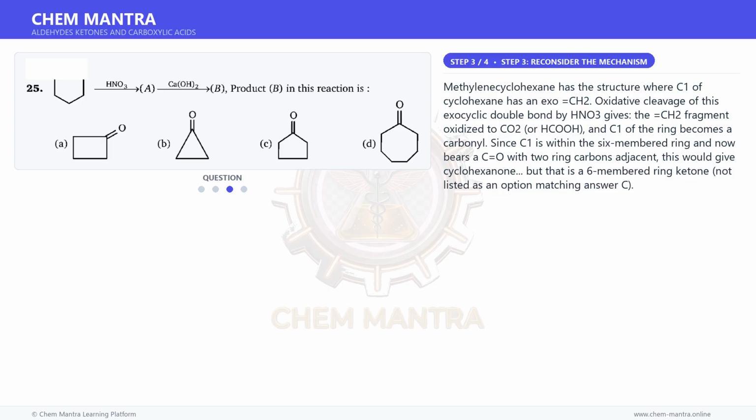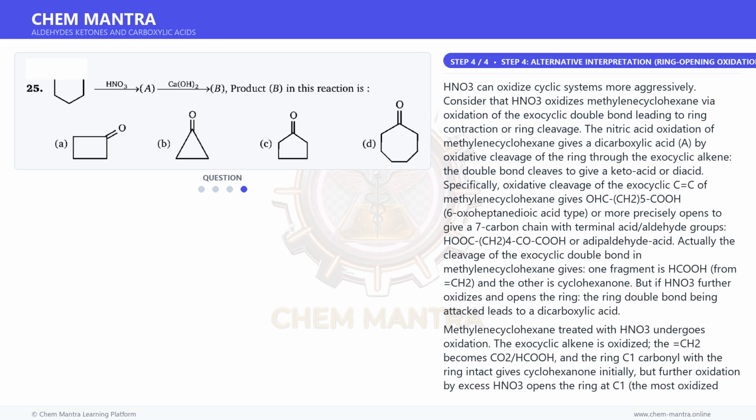Methylene-cyclohexane has the structure where C1 of cyclohexane has an exocyclic =CH2. Oxidative cleavage of this exocyclic double bond by HNO3 gives the =CH2 fragment oxidized to CO2 or CO, and C1 of the ring becomes a carbonyl. Since C1 is within the 6-membered ring and now bears a C=O with 2 ring carbons adjacent, this would give cyclohexanone. But that is a 6-membered ring ketone, not listed as an option matching answer C.